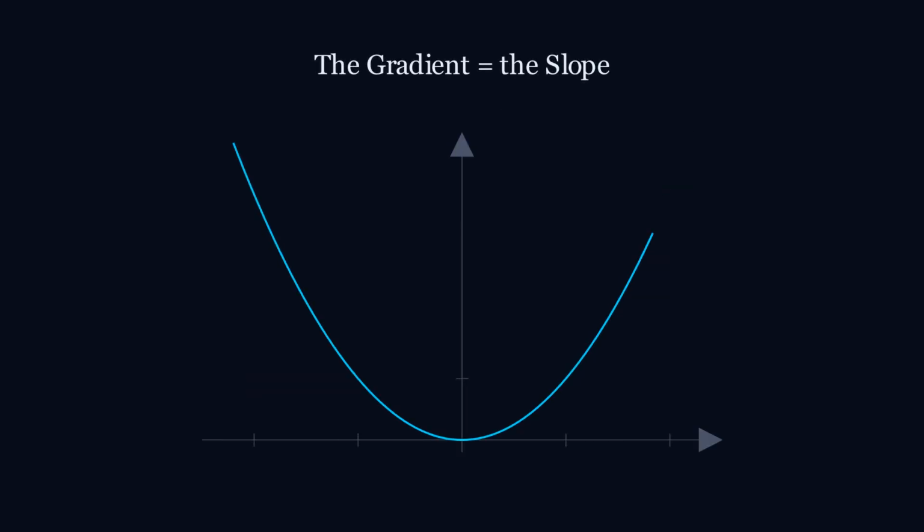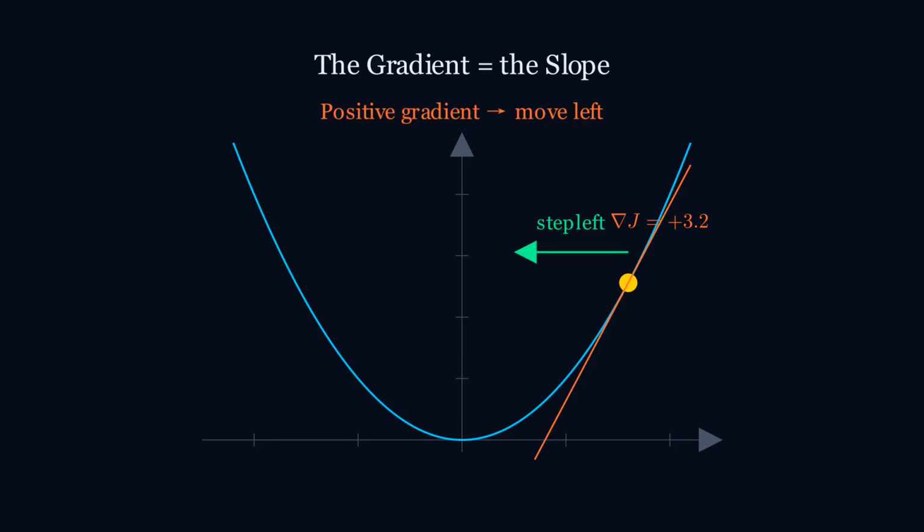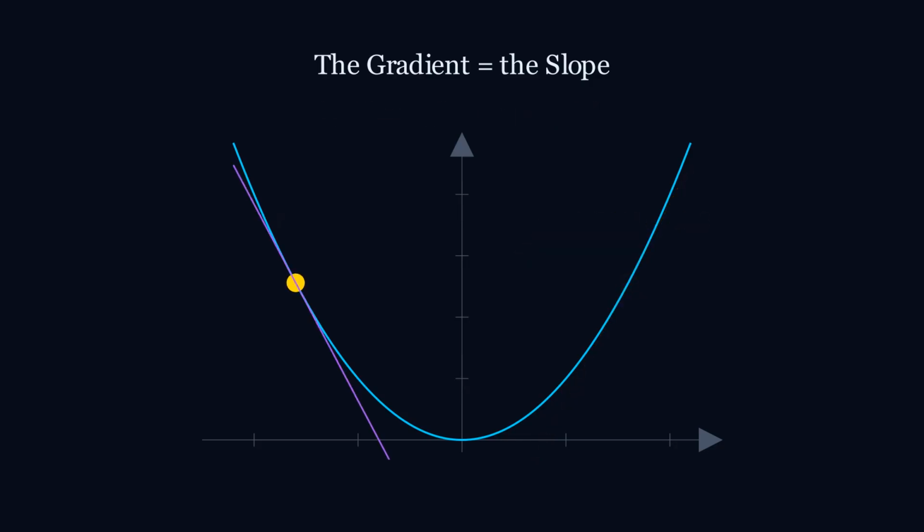So how do we navigate without seeing the full landscape? We use the gradient. At any point on the curve, draw the tangent line. That line's slope is the gradient. If the slope is positive, we're to the right of the minimum. We should move left. If the slope is negative, we're to the left of the minimum. We should move right. The gradient always points uphill, in the direction the function increases fastest. To minimize, we simply move in the opposite direction. This single insight is the mathematical foundation of gradient descent.